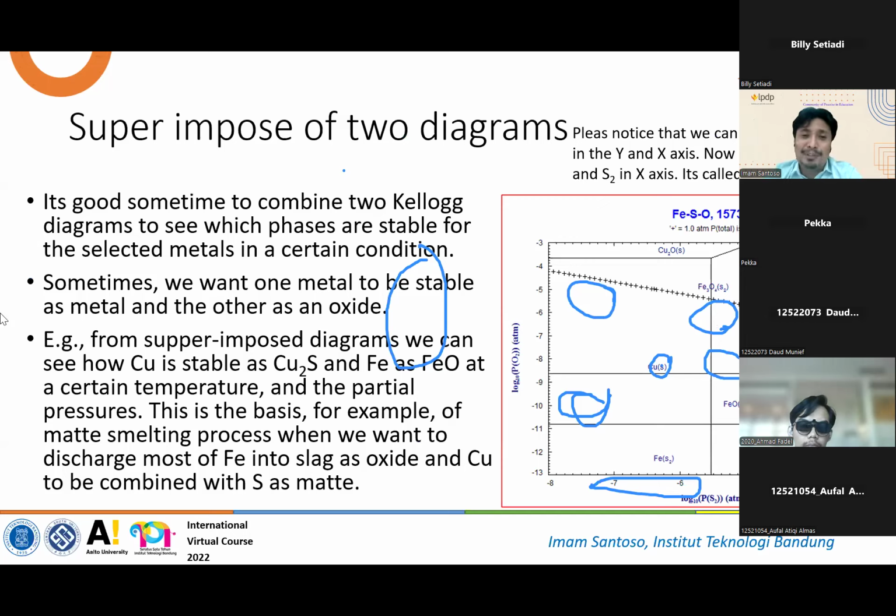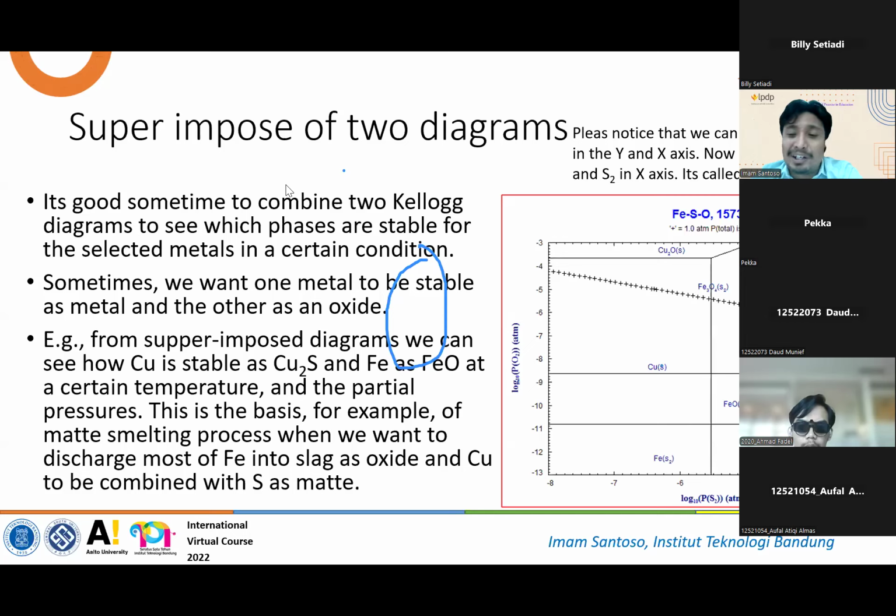And yes, sometimes you can superimpose. This is the superimposition of 2 Kellogg diagrams. This is really, really important. I will tell you, this is the basics of copper smelting, guys. Because in copper smelting, for example, you want iron to become oxide and copper to become sulfide, for example.